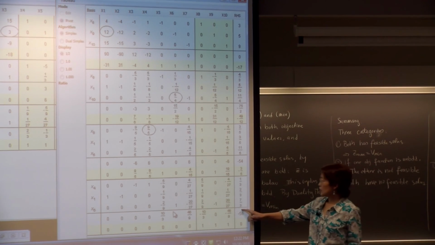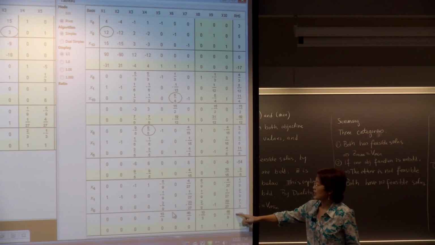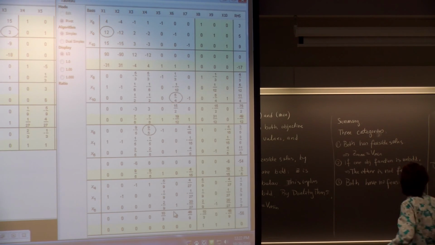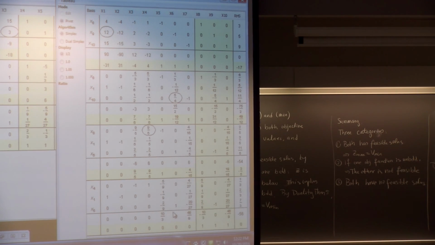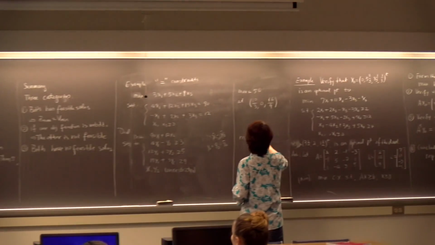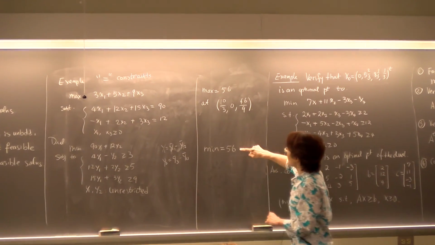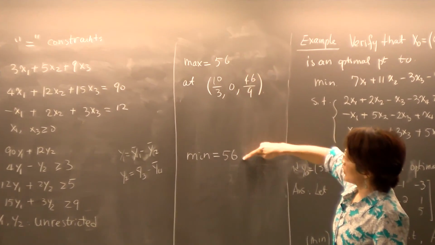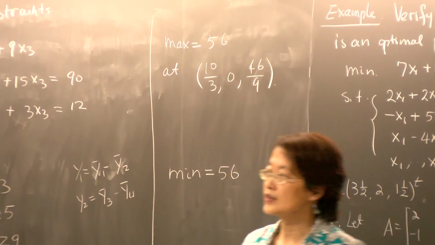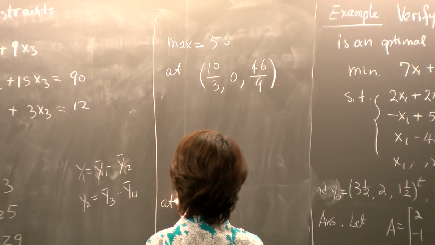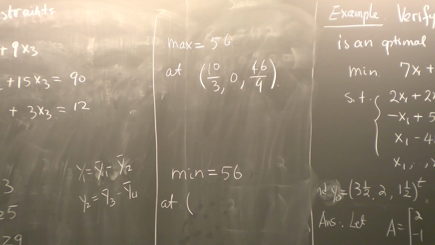So the conclusion is the minimum shall be the negative of that. Is that right? So the minimum here shall be the negative of that, which is 56, and we already take a glance over there. Oh, it matches. It has to. And where is it obtained at? That's obtained at where x1 is 2 over 3.